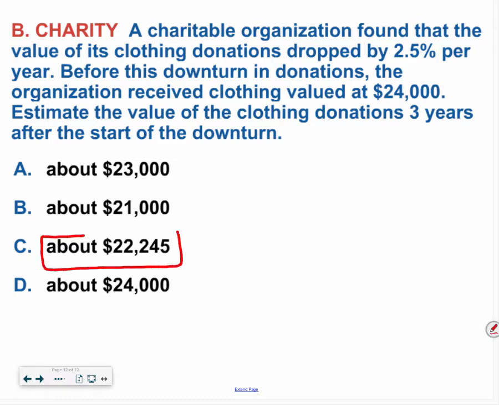Hopefully you said approximately $22,245. If you have any questions, please be sure to ask. Make sure you have those equations written down somewhere in your notes, somewhere that you can easily see while you work on your homework assignment. Remember, you need to have them memorized.